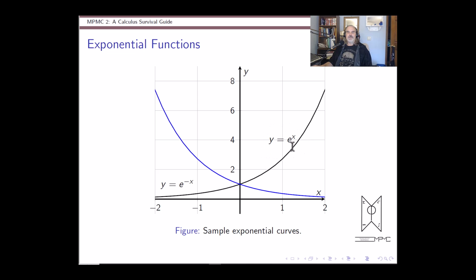For y equals e to the x, as we plug in x values that get bigger and bigger, the output would get bigger and bigger. For y equals e to the negative x, as we plug in values of x that get more and more positive and large, the value of the function should be getting smaller and smaller, because remember, e to the negative x is 1 over e to the x. So if e to the x is getting bigger, e to the negative x is getting smaller.